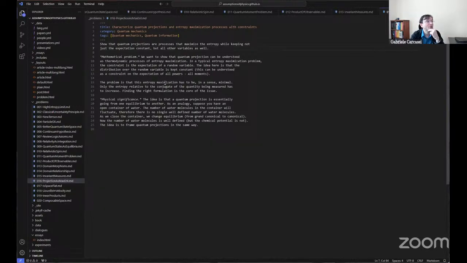And the problem is that the entropy maximization has to be, in a sense, minimal. You don't want to ruin the distribution on independent degrees of freedom. And so all the entropy relative to the conjugate of the quantity being measured has to increase. And I have no idea how to specify that. Once this is specified, probably the result is going to be simple. This part of your project is the most exciting. Answering this part of the question will reveal many greater interesting parts.